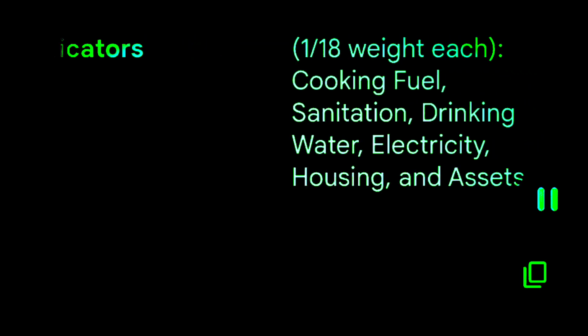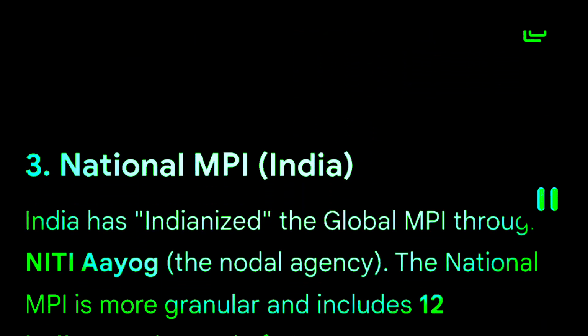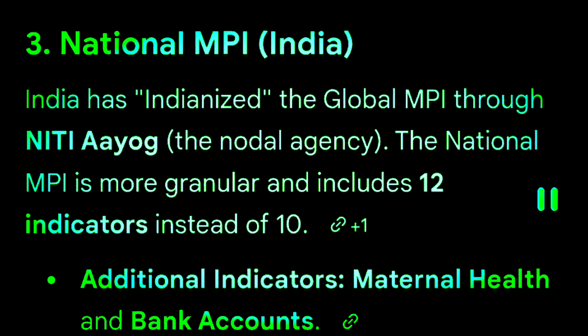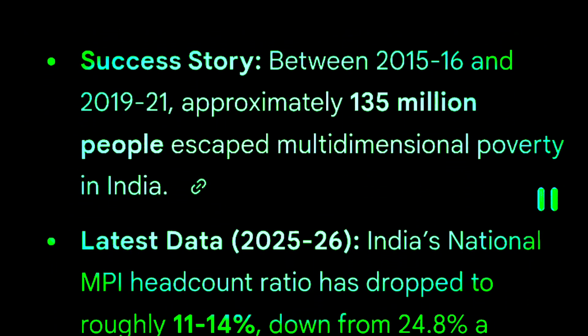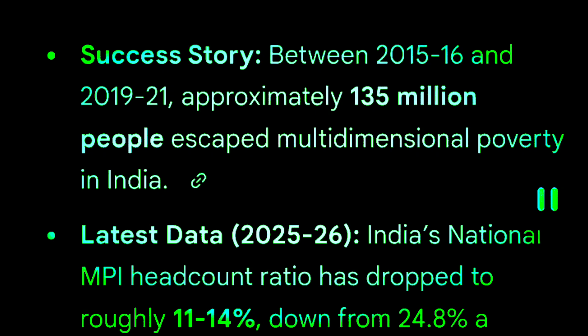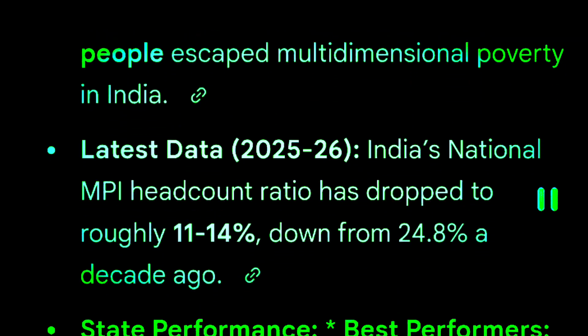3. National MPI, India. India has Indianized the global MPI through Niti Aayog, the nodal agency. The national MPI is more granular and includes 12 indicators instead of 10. Additional indicators: maternal health and bank accounts. Success story: Between 2015-16 and 2019-21, approximately 135 million people escaped multidimensional poverty in India.